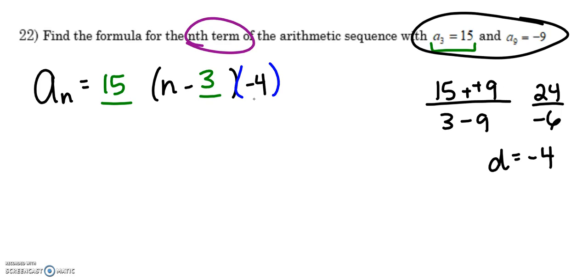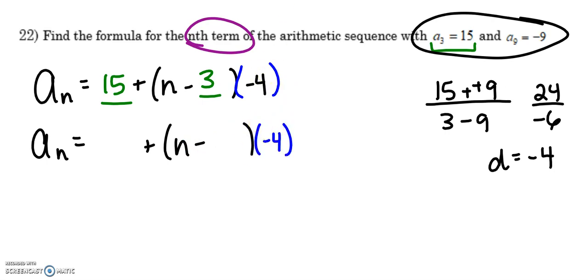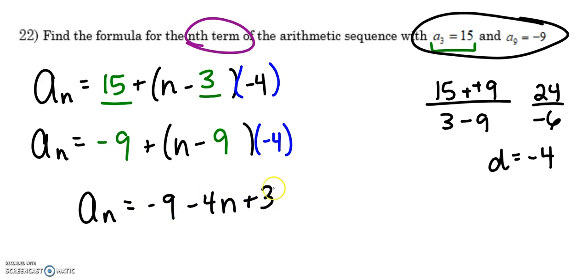Now again, there's some other ways you could write that. You could have decided to use a sub n equals, oh, there should be a plus sign in there. And we've got n minus, and I still need to find that my common difference is negative 4, but I could have used that the 9th term was negative 9, and that would have worked as well. If you want to clean that up, you could say that a sub n is equal to negative 9 minus 4n plus 36. So a sub n is negative 4n plus 27.